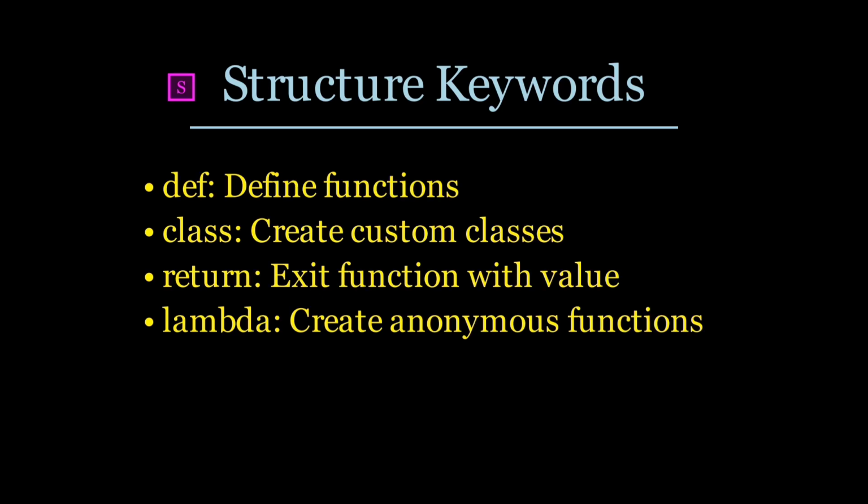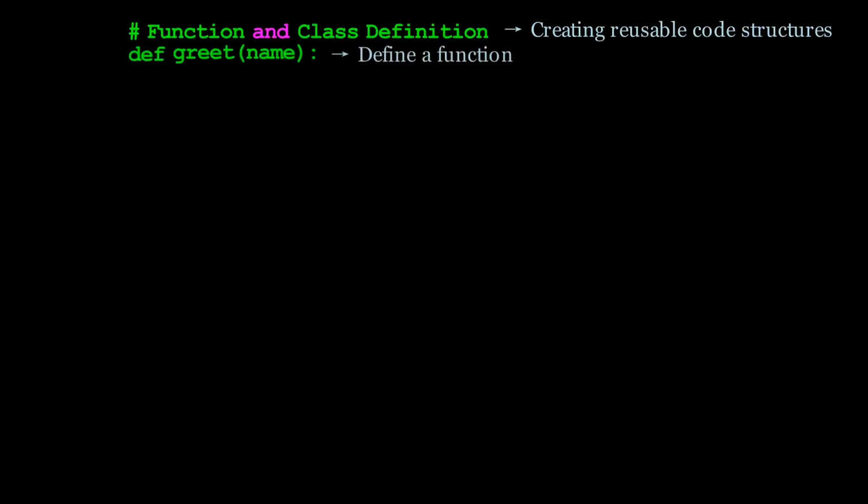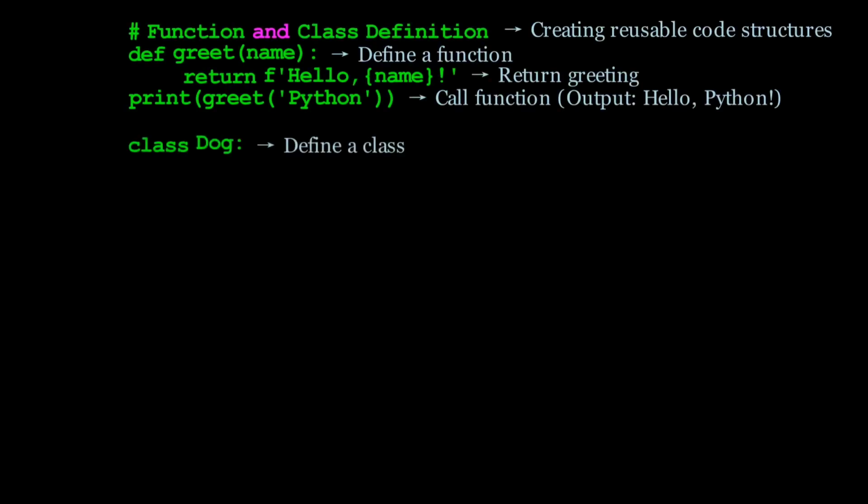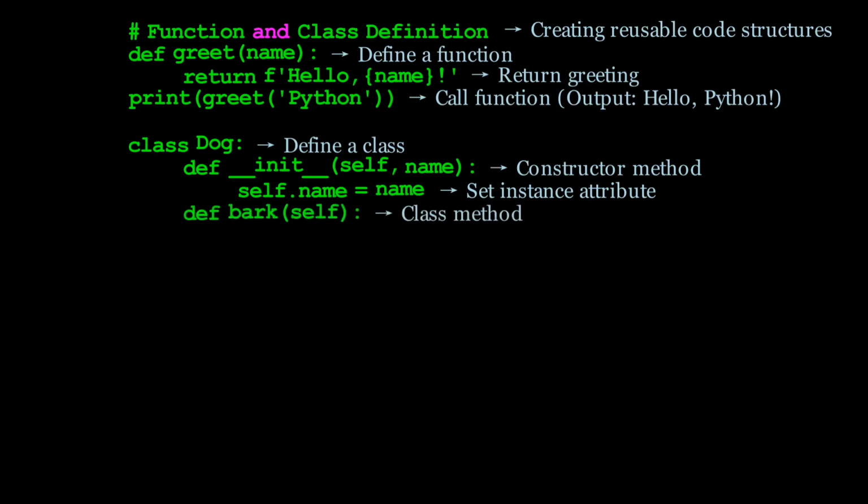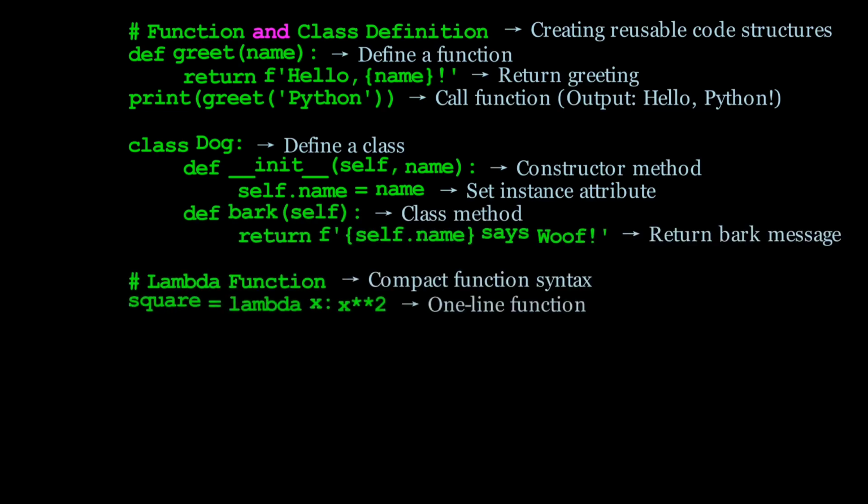We define a simple greeting function, create a Dog class with methods, see how the constructor works, and demonstrate the lambda functions. Each structure serves a specific purpose, as you can see.